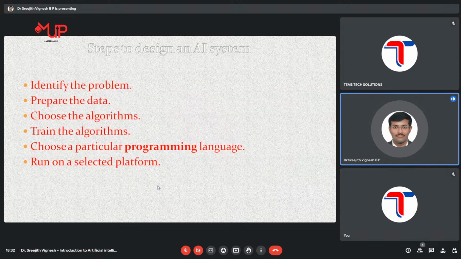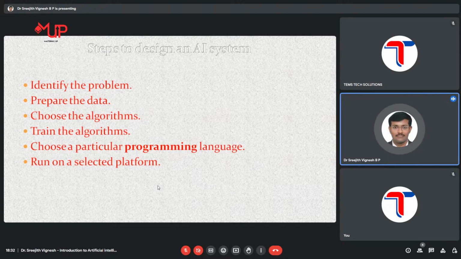So, steps to design an AI system. What are the steps involved? Or what should I focus on? Even the persons listening in this forum might not have sufficient knowledge of this AI system, but might have interest, but they might not be aware of how to start. So these are the steps to design an AI system. First and foremost, you have to identify the problem.